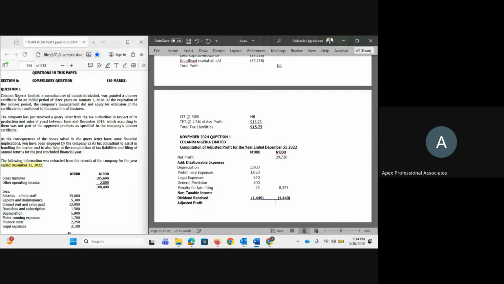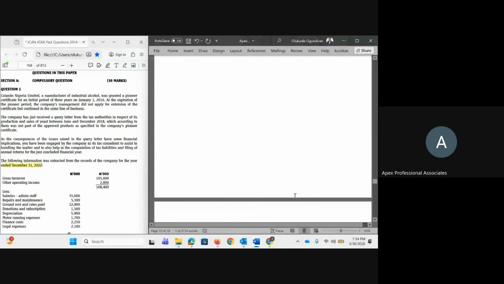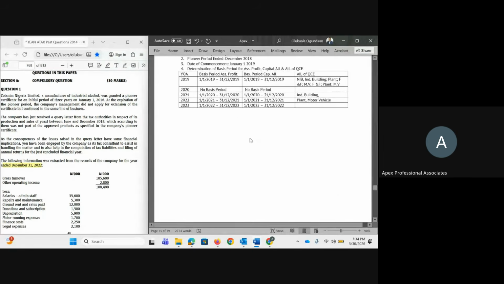$36,615. Right, so at least we are almost there. The next thing I will now do would be to compute my capital allowances, right? Yes, sir. Computation of capital allowances.